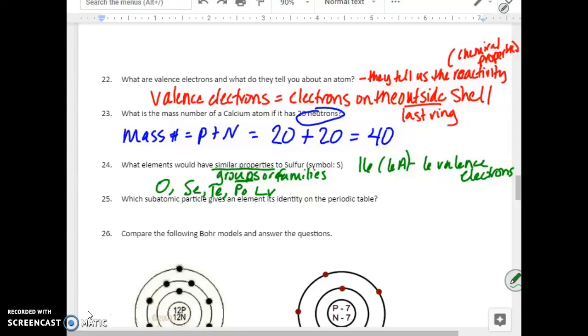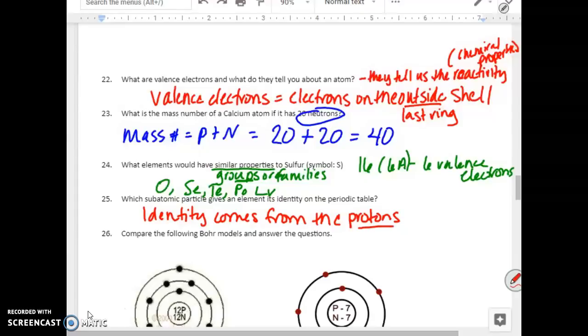Number 25, which subatomic particle gives an element its identity on the periodic table? Identity comes from the protons. If we change the protons of an atom, we have a completely new element. We can change neutrons, we can change electrons, still have the same atom, but protons identify the element. It is like your student ID number.